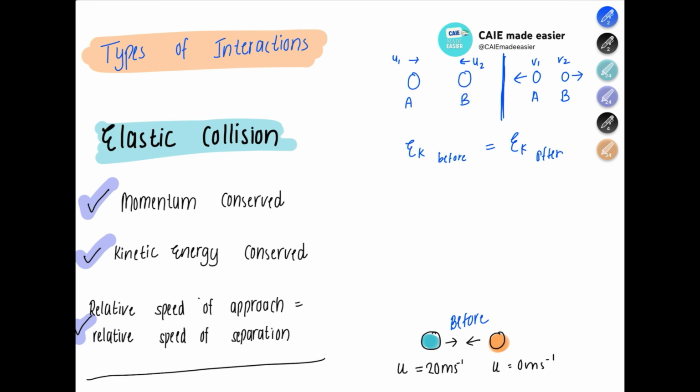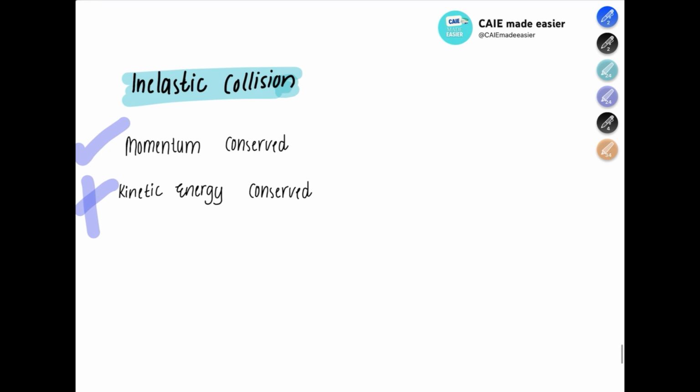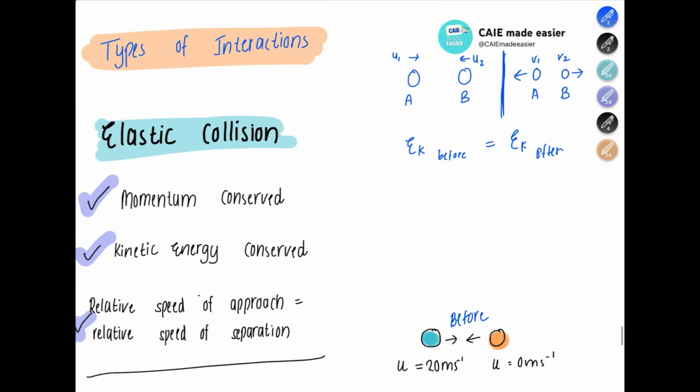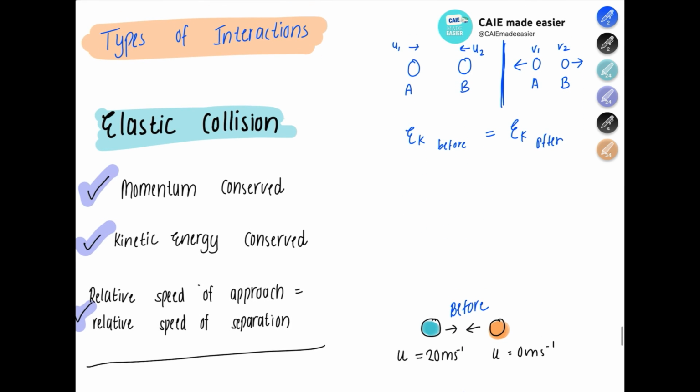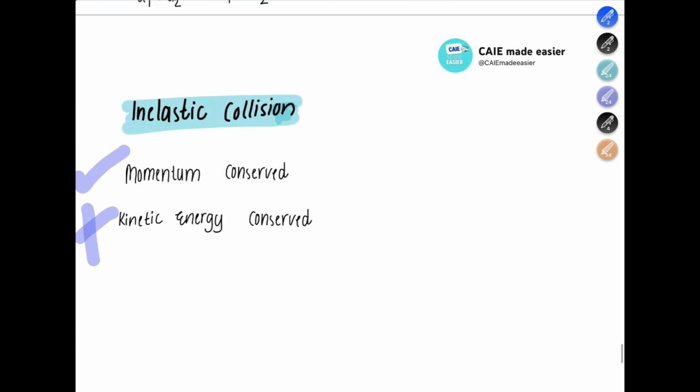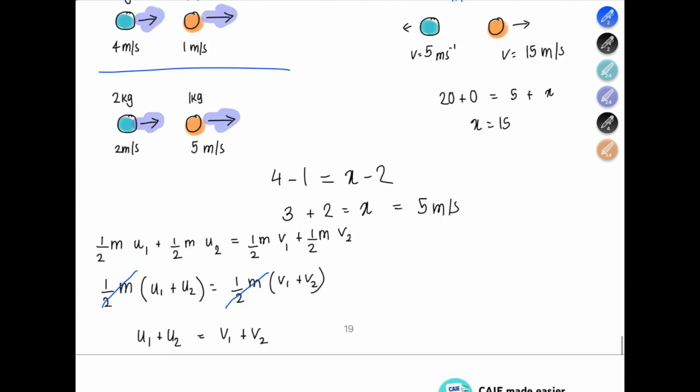Now when objects interact or collide with each other, there are basically two types of collisions. The first is elastic collision and the second is inelastic collision. Let's look at the differences between both of them. Momentum is conserved in both of them, even in elastic collision, according to the principle of conservation of momentum. Momentum before equals momentum after. But what about kinetic energy? In elastic collision, kinetic energy is conserved. In inelastic collision, the kinetic energy is not conserved.